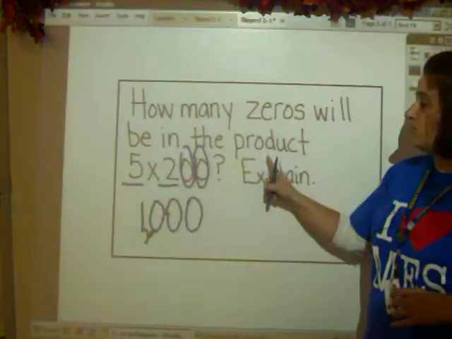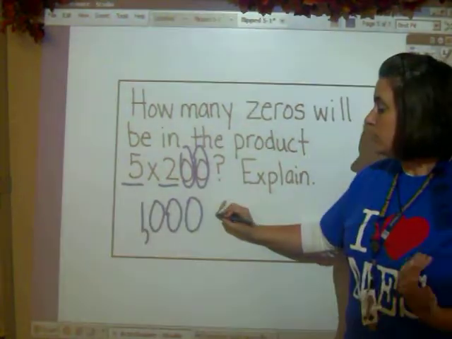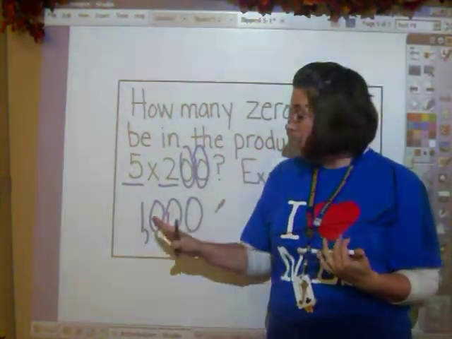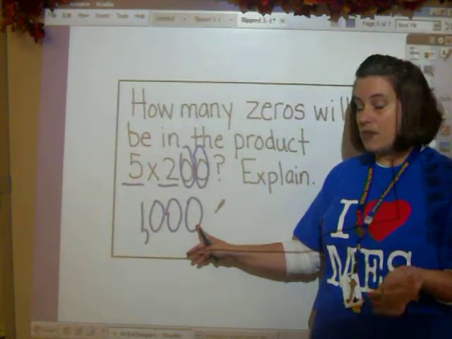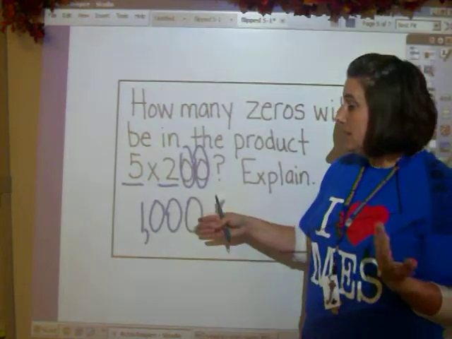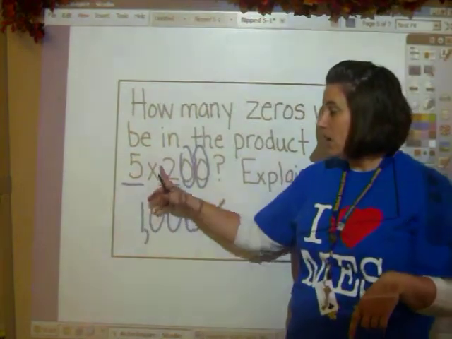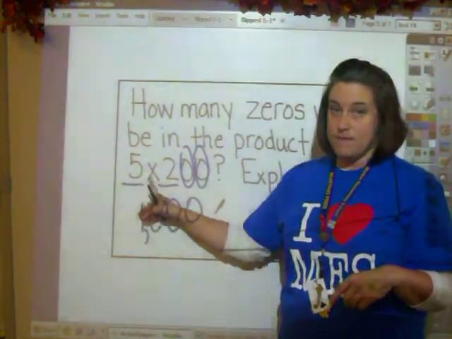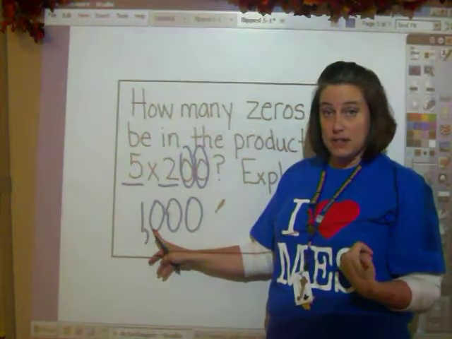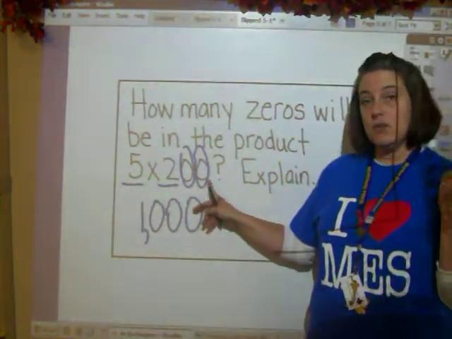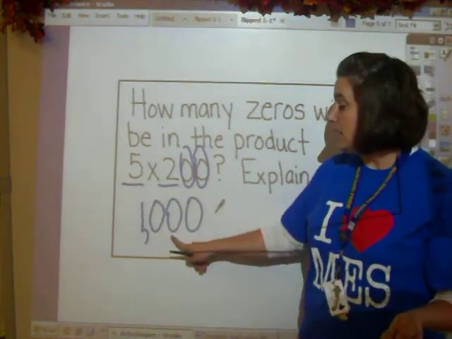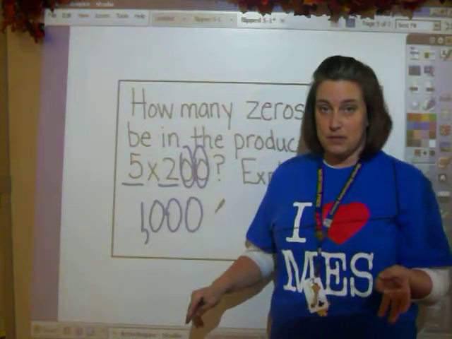Now, how many zeros will be in that product? Well, to explain this, you need to make sure you use pictures or words to help you understand why there are 3 zeros. So, what would you say? Maybe as a great mathematician you would say, when you find the basic fact of 5 times 2, I have 1 zero because it's the number 10. Then I'm multiplying by hundreds, so I need to place 2 more zeros in my product. So altogether, I have 3 zeros.